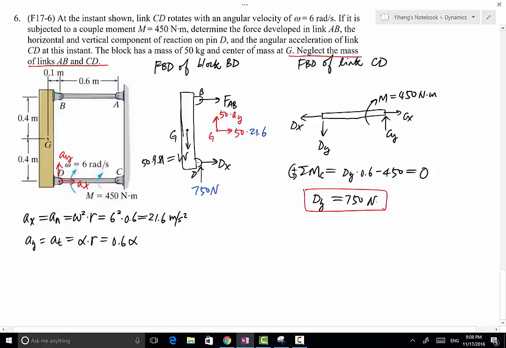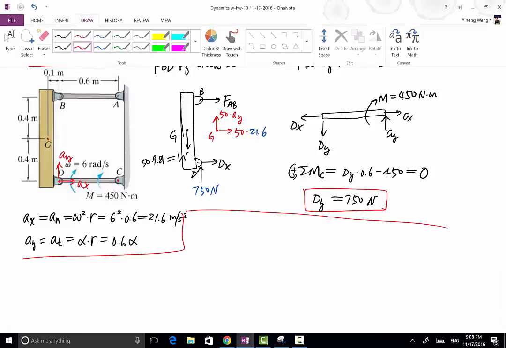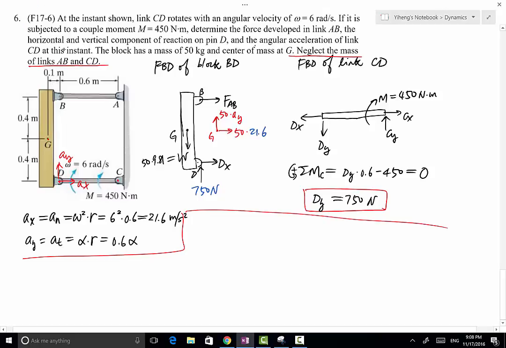Now, if we go back to the free body diagram of block BD, we realize that we only have 3 unknowns left. We have FAB, Ay, and Dx. So from there, we can start writing the 3 equations of motion for block BD. Excuse me for writing in a disorganized way. I'm trying to fit everything into this screen.